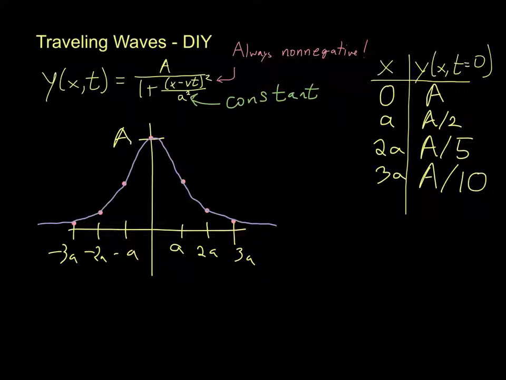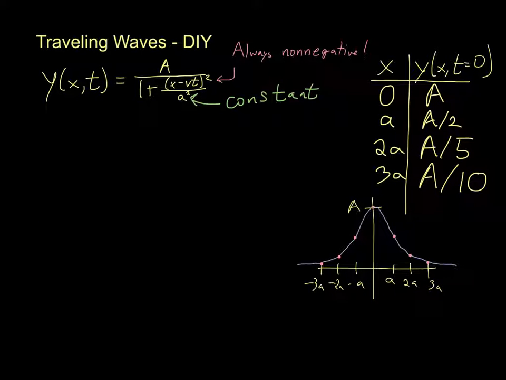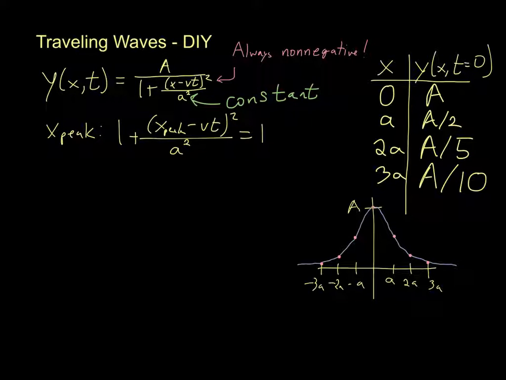Okay, so at this point, to figure out which way the wave is going, we want to pick a point on the wave that stands out, that we can remember where it is. So I'm going to pick the peak at x equals 0 when t equals 0, so the point at the very top, and we're going to see how it changes when t increases. So the peak happens whenever the denominator is equal to 1. So if the denominator has to be equal to 1, that means that the x minus vt squared term over a squared must equal 0.